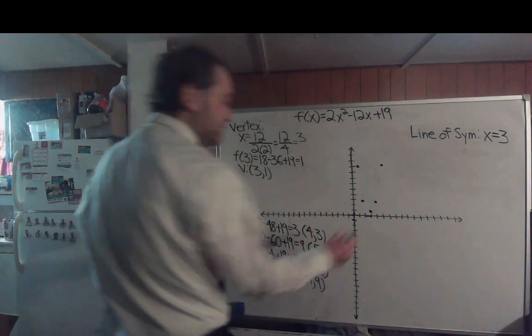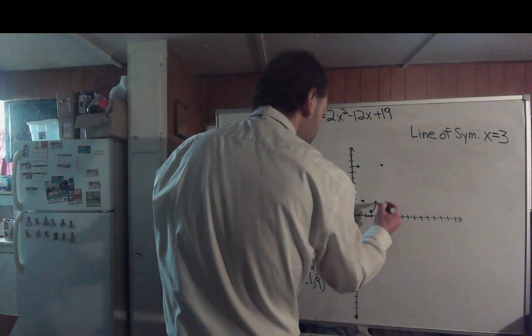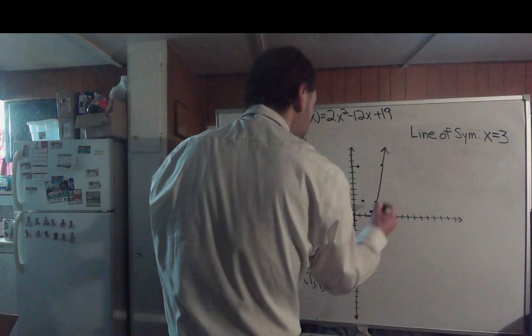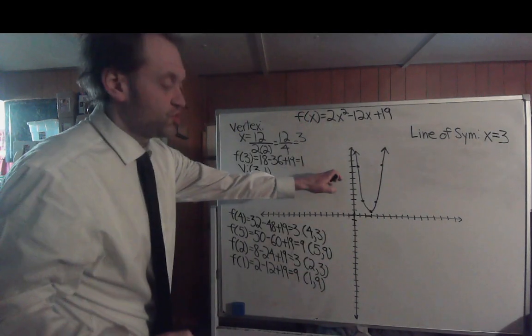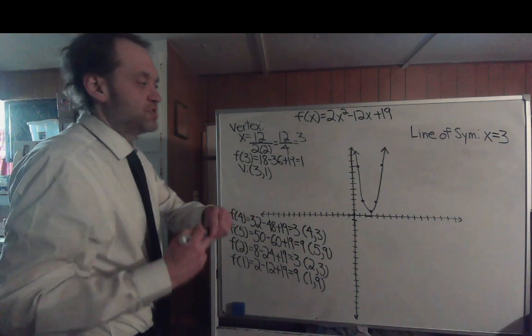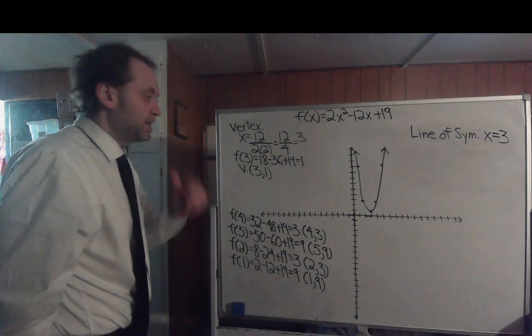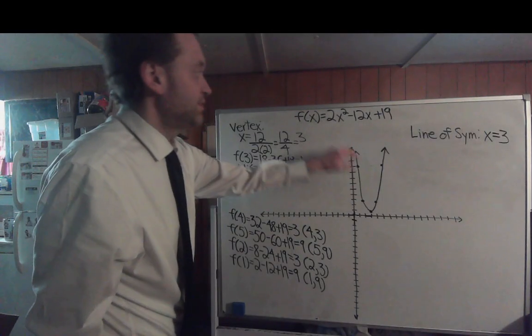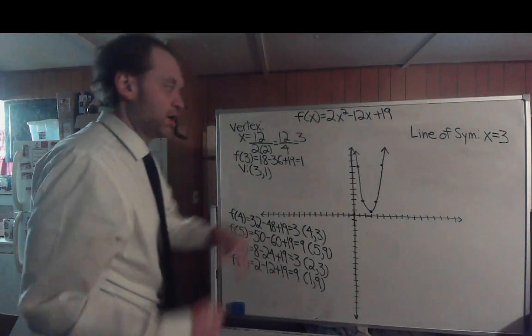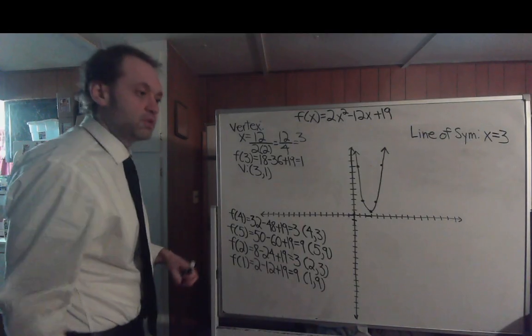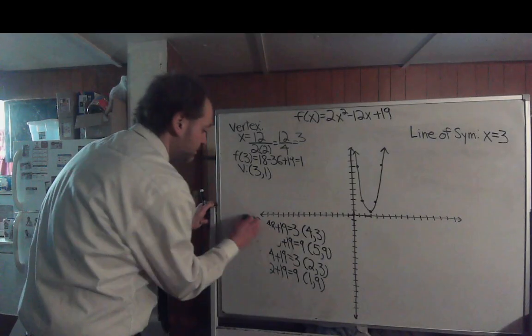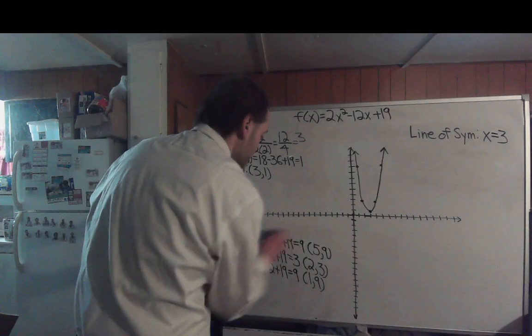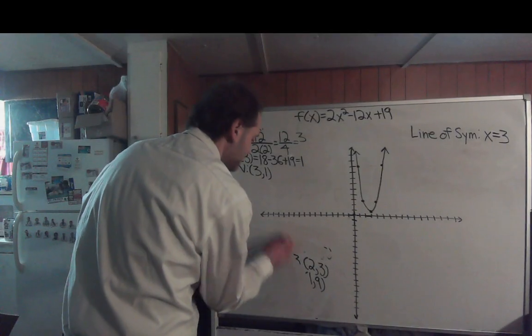Now that you've got sufficient points, you can go ahead and connect the curve. It does eventually cross the y-axis. We don't want to draw this super big, but that's what the graph of f of x equals 2x squared minus 12x plus 19 would look like. Let's do a couple more for general form, then we'll move on to vertex form.